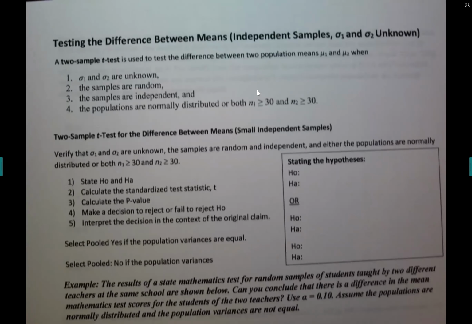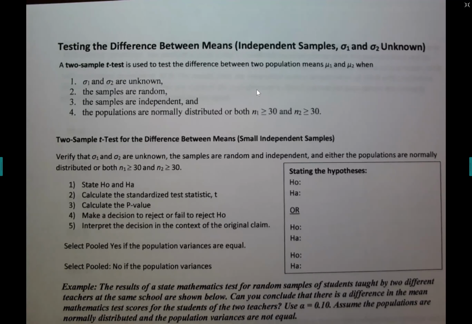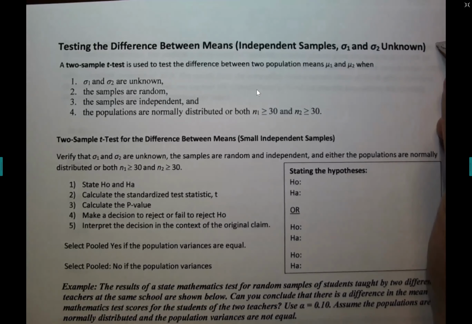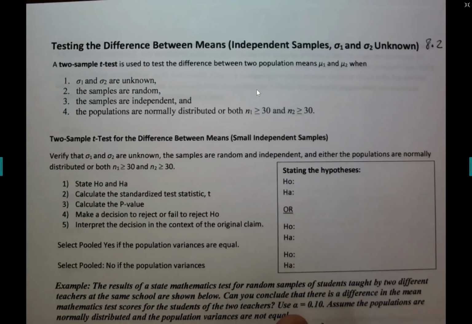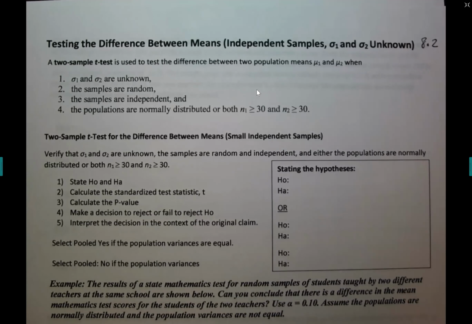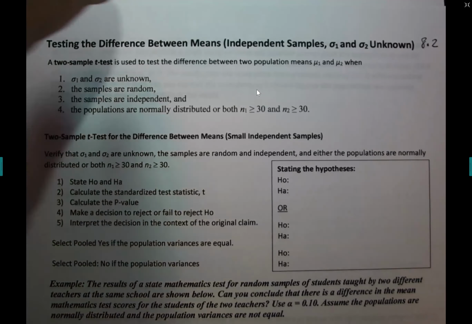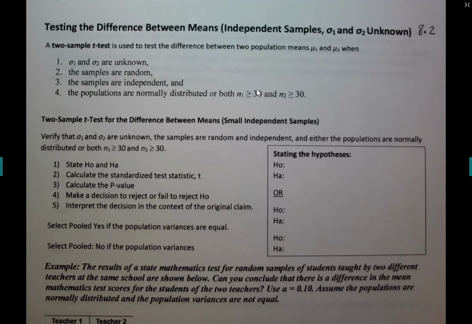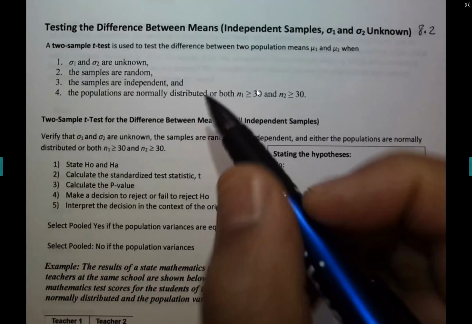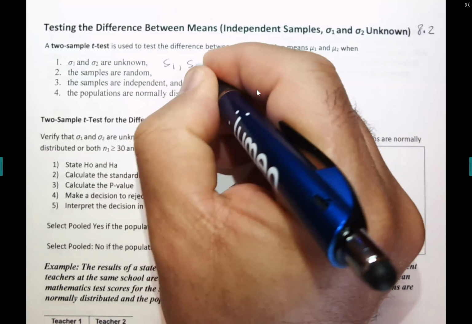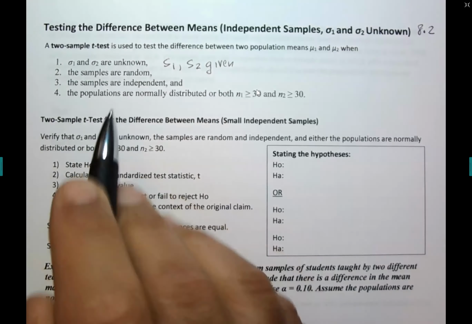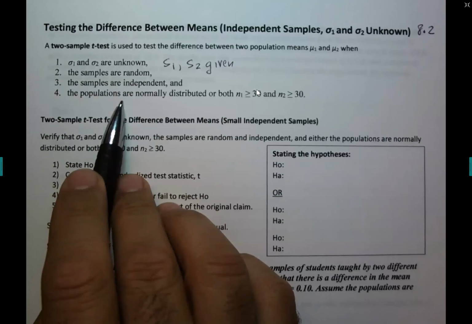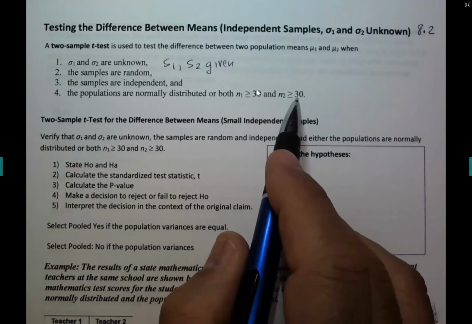Okay, thank you. Okay, this is section 8.2, guys. This is the popular one. 8.2. What does it say? Testing the difference between two means, independent samples again, but sigma 1 and sigma 2 are unknown, which should be the case here. We don't know the population standard deviations. Condition of the test. Sigma 1, sigma 2 are unknown. So instead, he's going to give you s1, s2. Samples are random. Samples are independent. The populations are normally distributed, or the sample sizes must be bigger than 30.